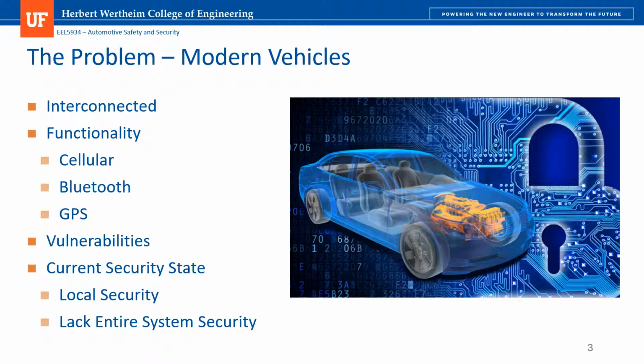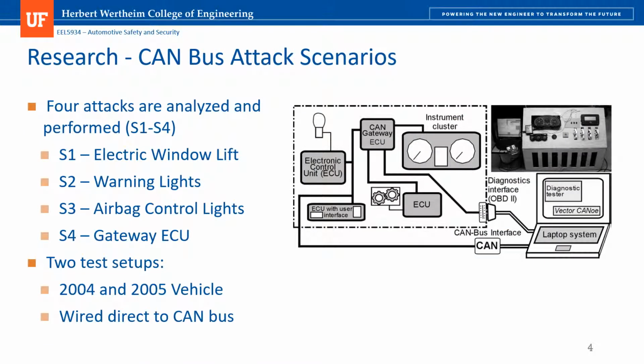It's just some small local security things that are developed along the way, but there is no entire security solution for the automotive industry. So as mentioned, there are going to be 4 attacks performed on the CAN bus. They are listed as scenarios S1 through S4. Scenario 1 is the electric window lift. Scenario 2, the warning lights. Scenario 3, airbag control lights. And then scenario 4, which is the gateway ECU.